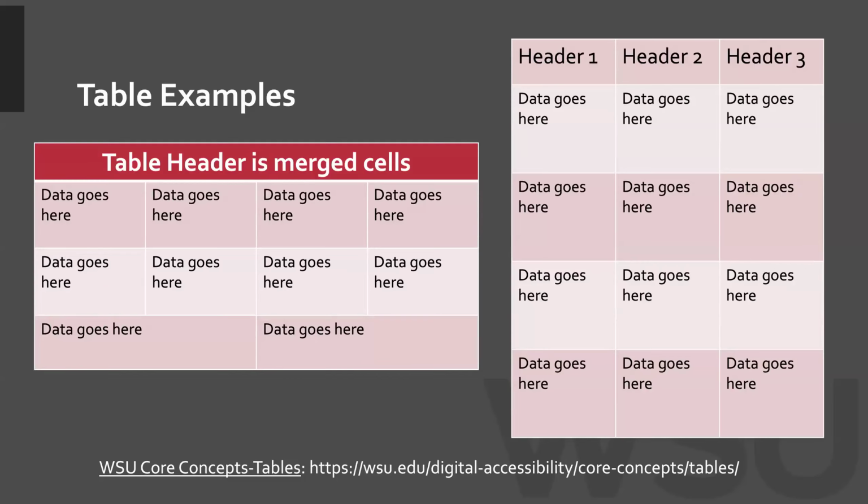The reason this is not accessible is because assistive technology uses the table header to identify the relationship between the information and the cells. So it's very important to have one simple header row, not have merged cells, so that the relationship between the header and the data can be associated.